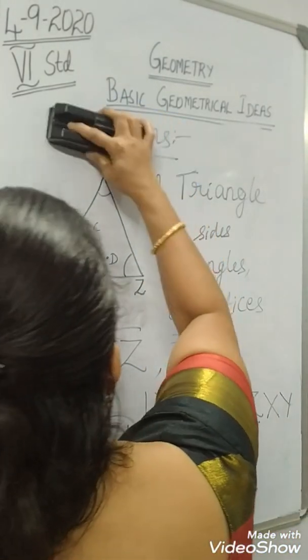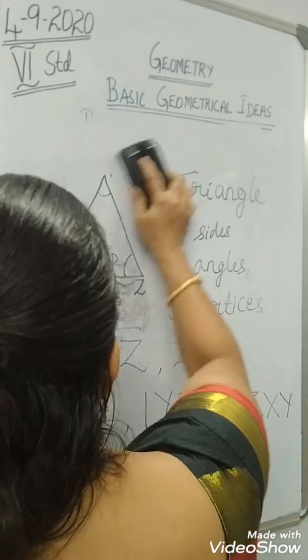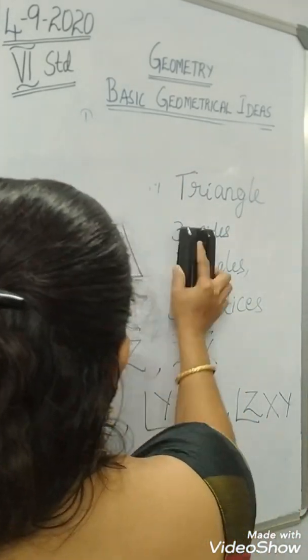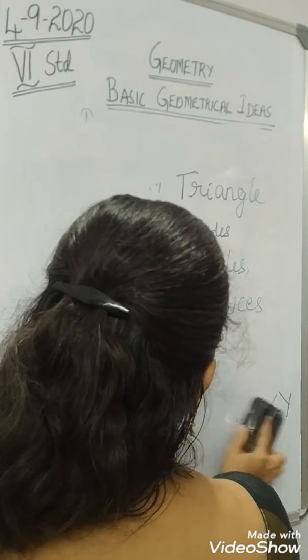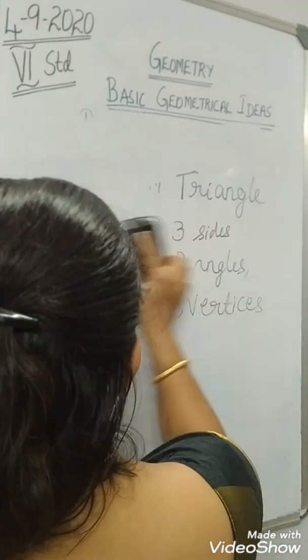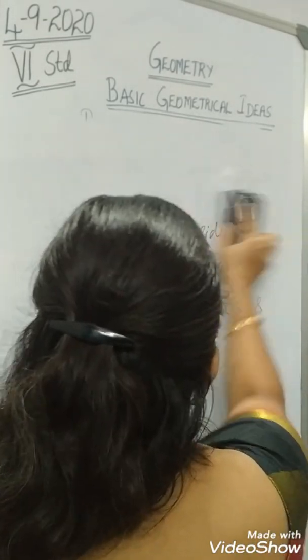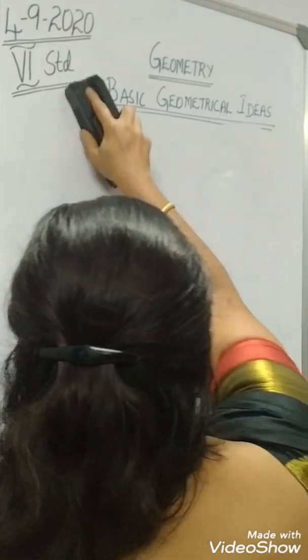Okay? Hope it is clear, children. So, we learned about angles, also about the triangles. Hope you all understood. That's it for today.